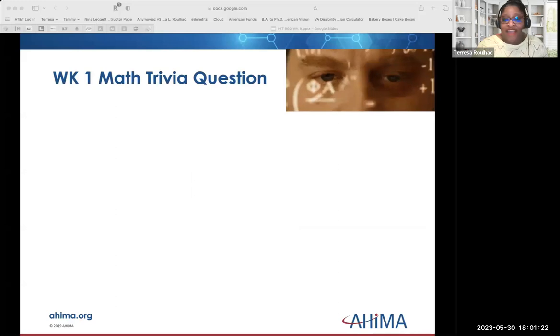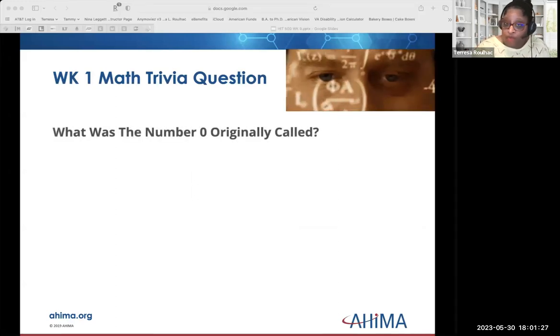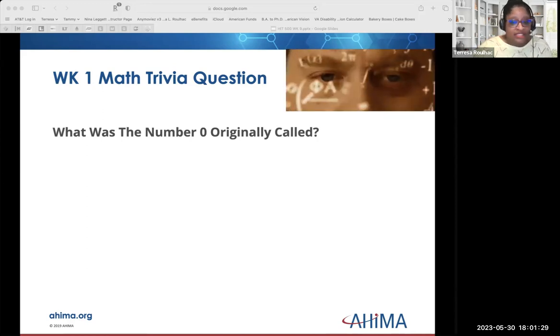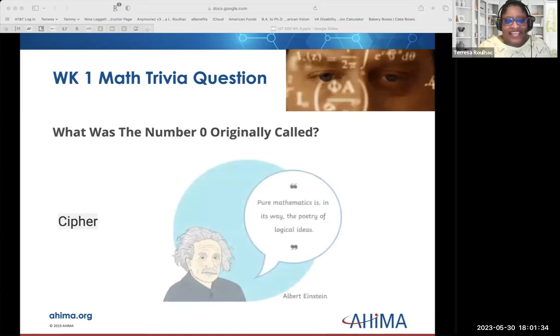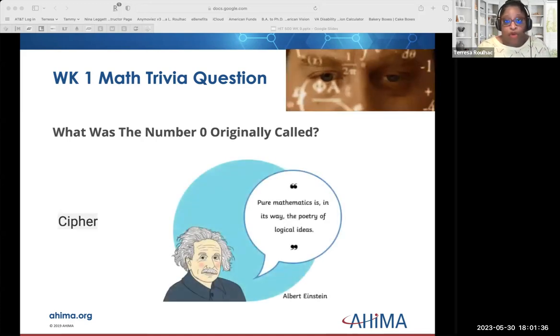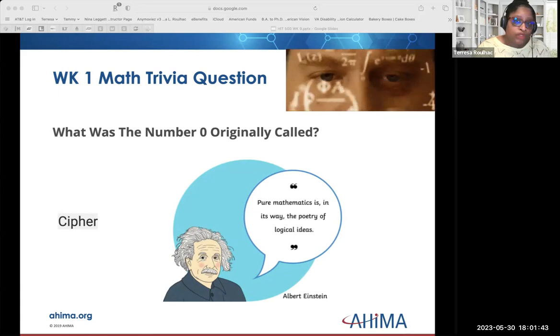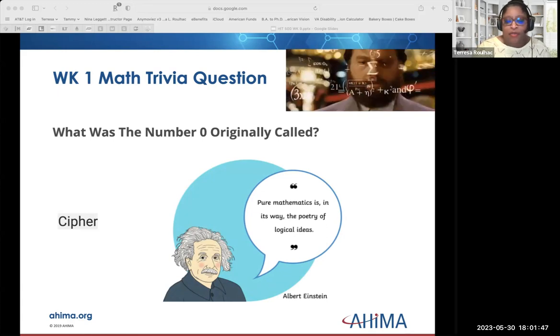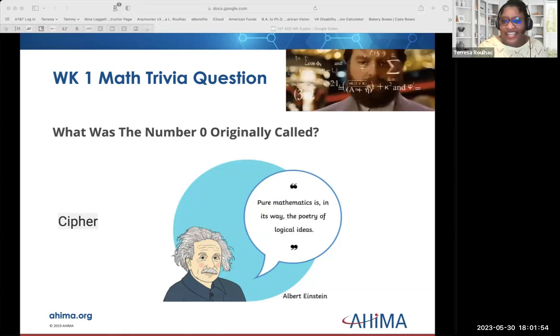Now, our math trivia. What was the number 0 originally called? It was a cipher. Cipher comes from the Arabic word cipher or sifr, S-I-F-R, meaning empty. So the first known use of the word 0 was in 1958. And per Albert Einstein, pure mathematics is, in its way, the poetry of logical ideas.